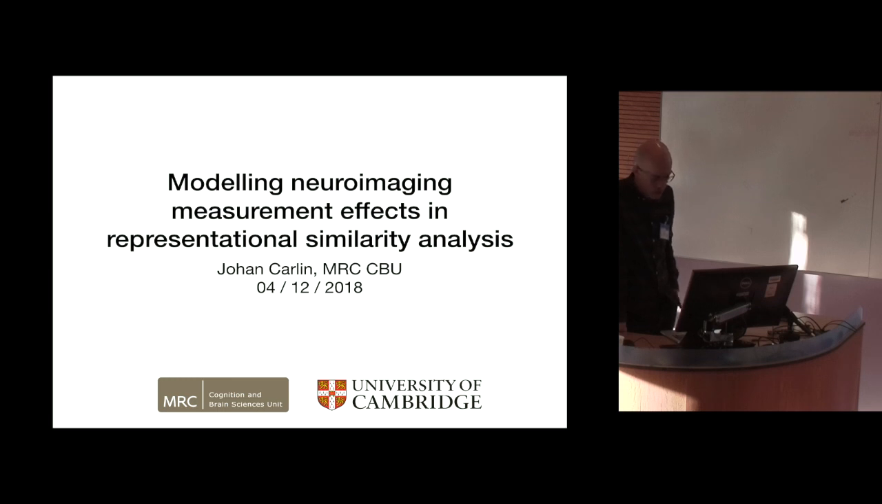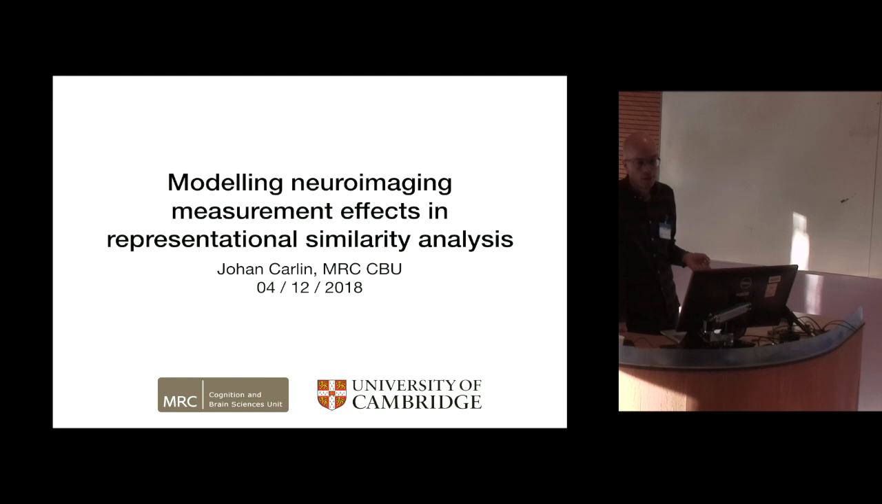So this talk is going to be about how the neuroimaging measurement process shows up in multivariate analysis methods like representational similarity analysis. And the overall take-home message from this talk is going to be that they do show up.